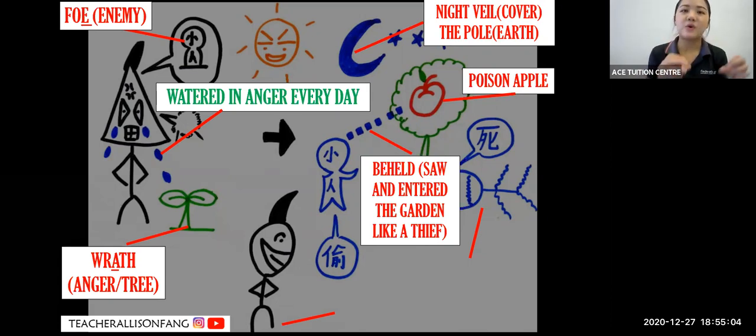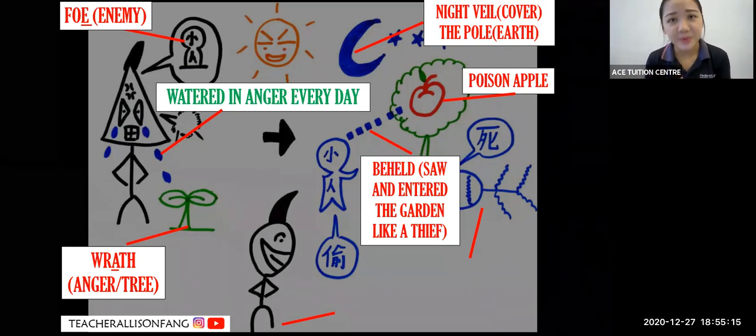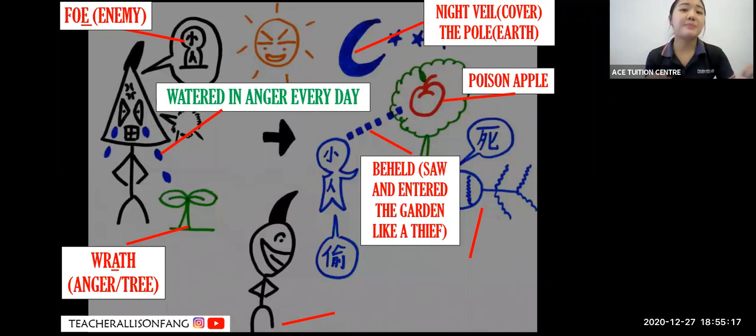So basically the foe went to steal the apple at nighttime, and once he ate the apple, it is very obvious that his outcome was that he died, because the apple was poisonous. In the poem, there's this word called beheld, and if you want the poem notes, you can watch till the end of this video and find out how you can get the free PDF note.